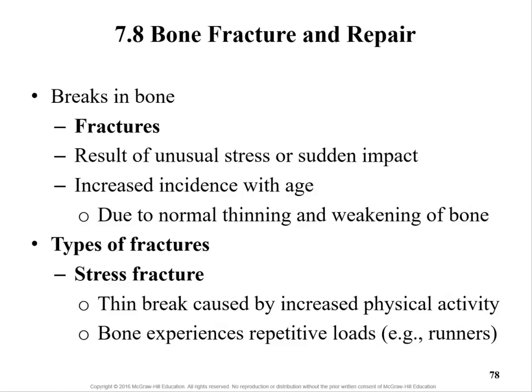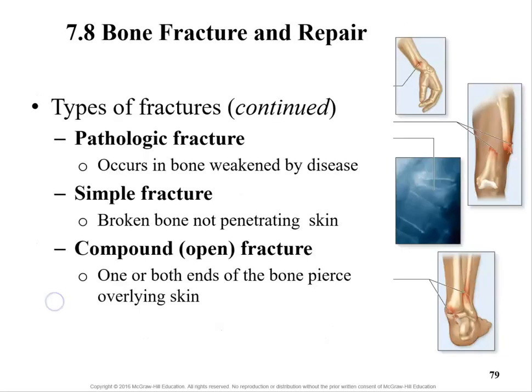The first is a stress fracture. This is a thin break in the bone that's caused by increased physical activity, usually due to repetitive motions. So someone like a runner might get a stress fracture in their shins. You can have a pathologic fracture. This is a fracture that occurs in a bone weakened by disease. For example, if you had a cancerous tumor growing in your bone, that's going to destroy the bone tissue, and that's going to leave you more likely to break the bone in that area.